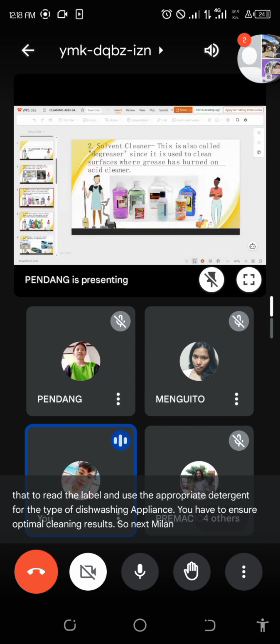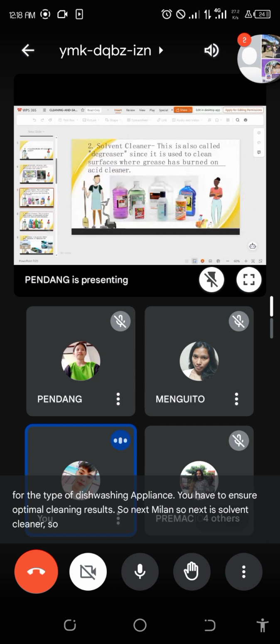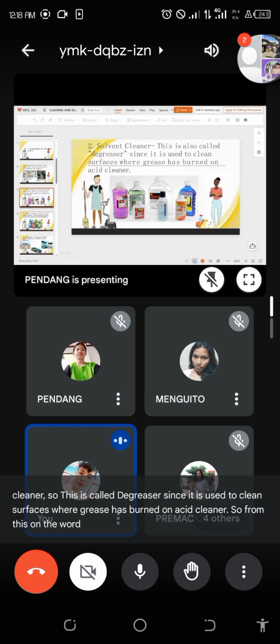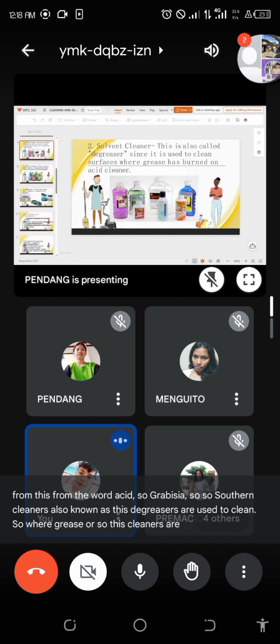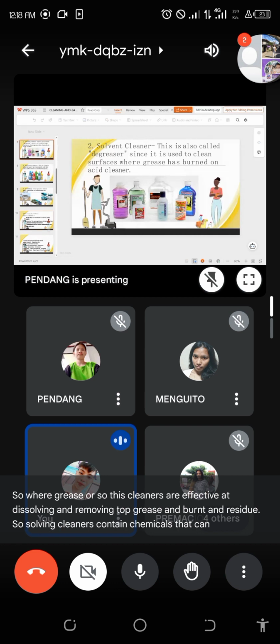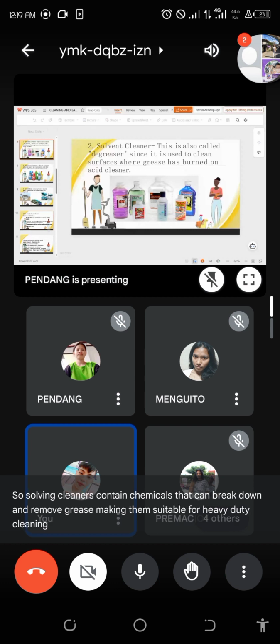So, next is solvent cleaner. This is called a degreaser since it is used to clean surfaces where grease has burned on. Acid cleaner, from the word acid, is harsh. Solvent cleaners, also known as degreasers, are used to clean where grease is. These cleaners are effective at dissolving and removing tough grease and burnt-on residues. Solvent cleaners contain chemicals that can break down and remove grease, making them suitable for heavy-duty cleaning tasks. So, next, please.